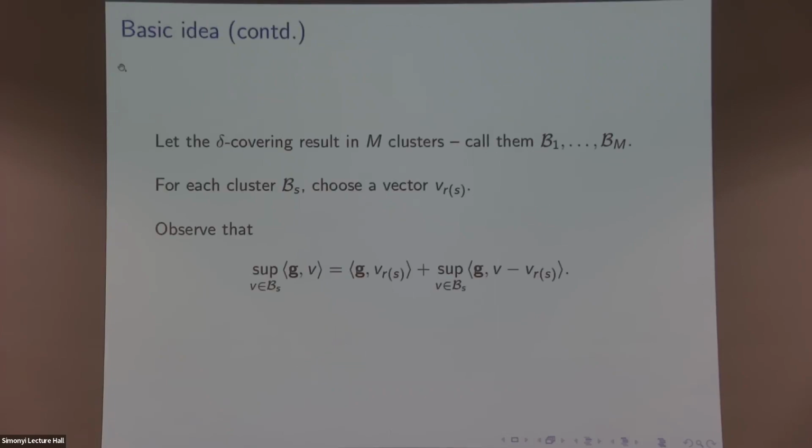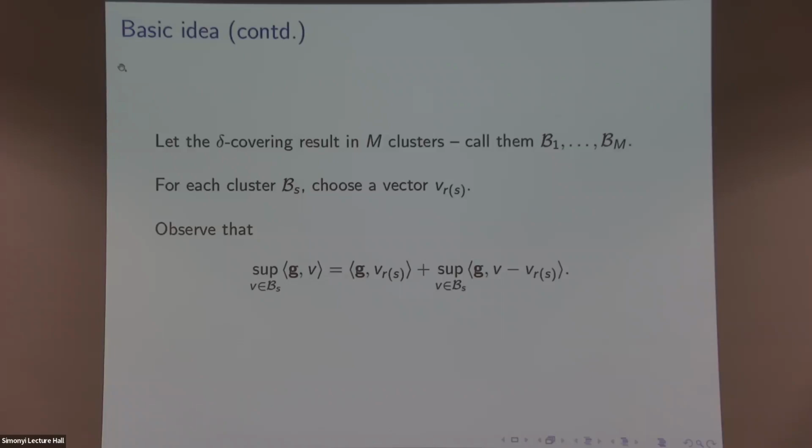But now what is the purpose of choosing these representative vectors? Well, for each cluster, I choose a representative vector V Rs. And now observe that the sup of the Gaussian process restricted to vectors within this cluster is the single Gaussian corresponding to the representative vector plus the sup over V ranging over Bs of the inner product of G with V minus V Rs. I'm just doing the subtraction, nothing more.